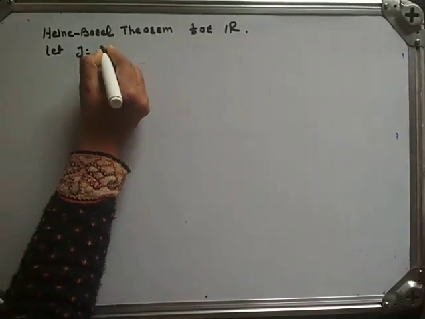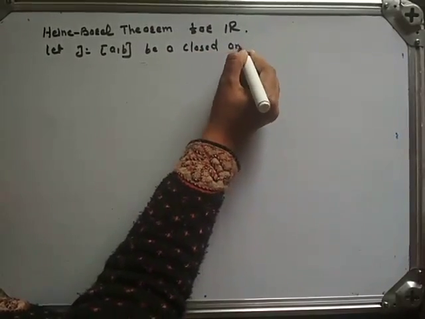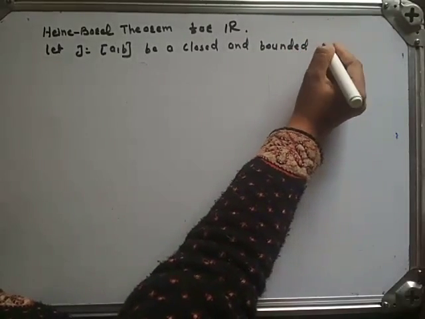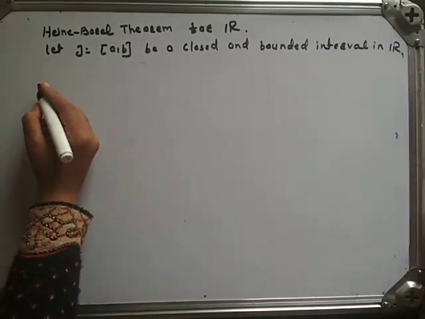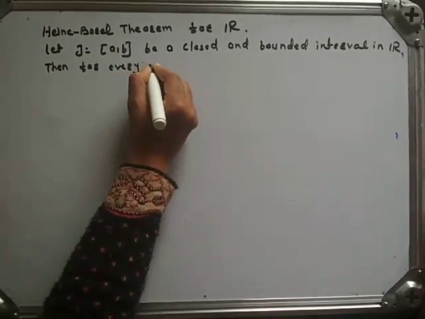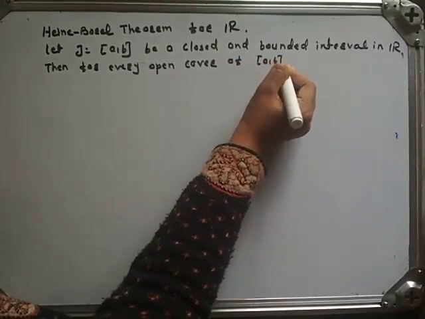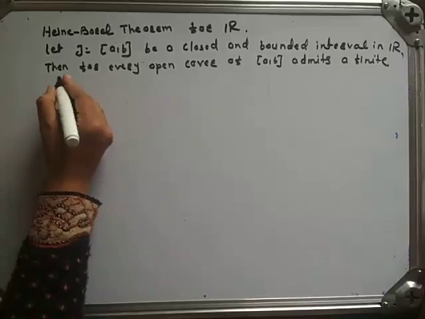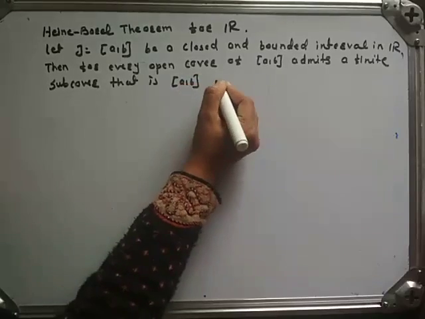Let J equal to closed interval AB be a closed and bounded interval in R. Then every open cover of closed interval AB admits a finite subcover, that is, closed interval AB is compact.